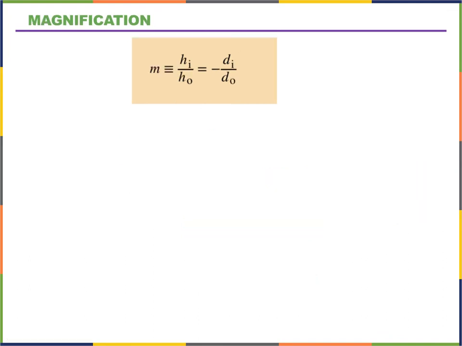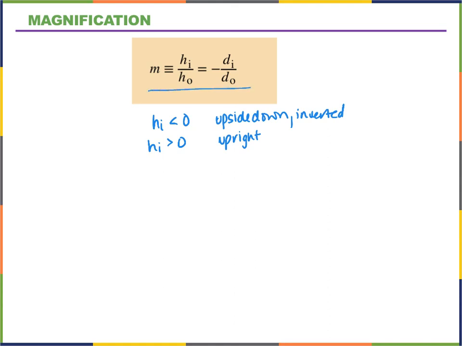We also have a magnification for our image, which is a ratio of the image height to the object height. Something I didn't mention previously: if the image height is negative, that means that it's upside down or inverted. And if the image height is greater than 0, it's upright. We can also relate the magnification of the image to the image distance and the object distance. So we have the total relationship here.